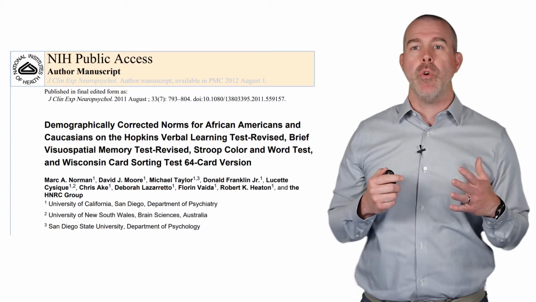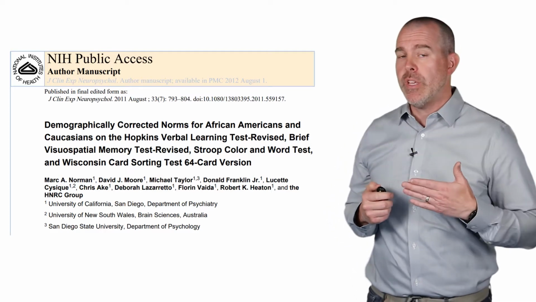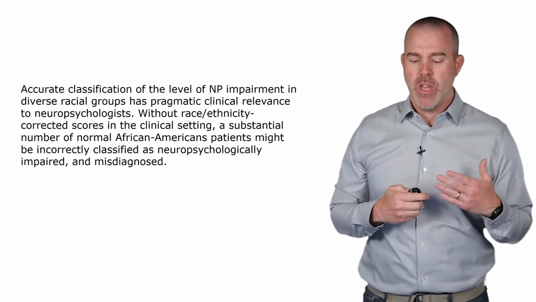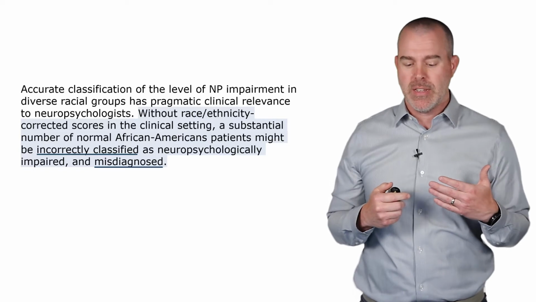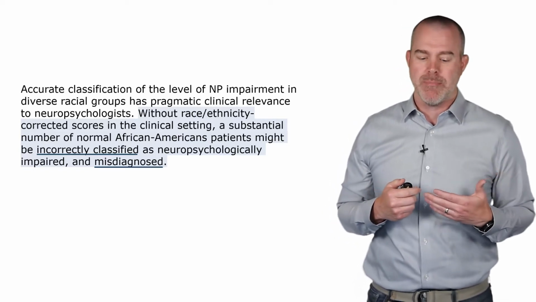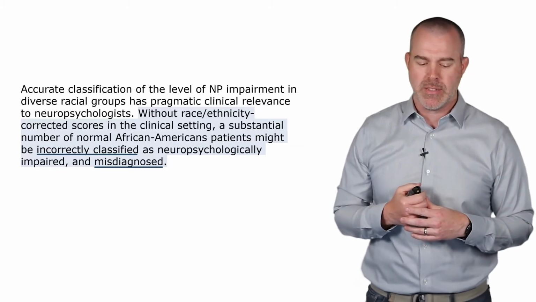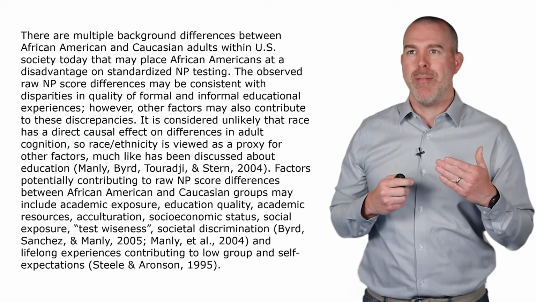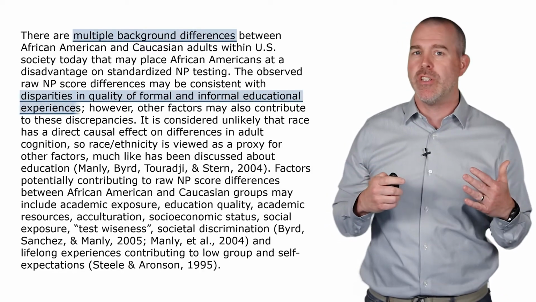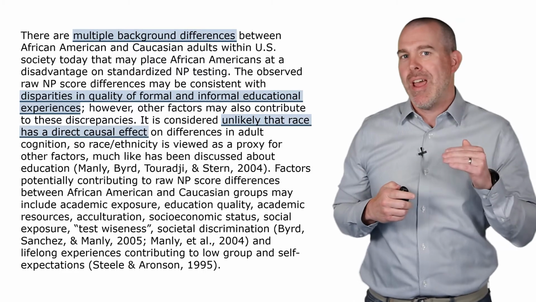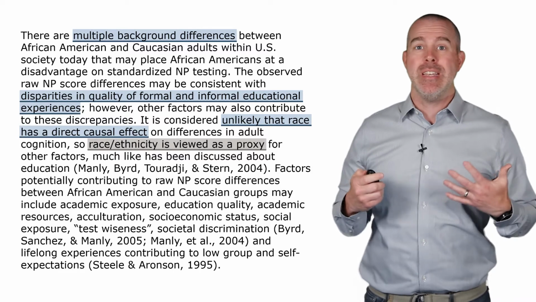Another common norming issue is using race to norm things. There are some researchers that have found that without using race or ethnicity in a clinical setting, then some groups, particularly African Americans, might get incorrectly classified, like overclassified as having some impairment. The problem here, and the researchers even acknowledge this, is there's multiple background differences, there's different educational experiences, and it's not like race is a causal variable. It's just a proxy for some of these other things.